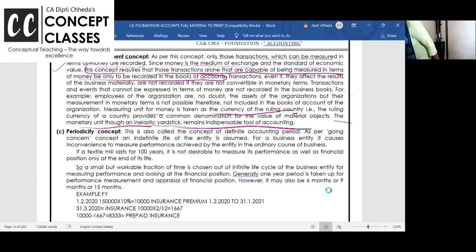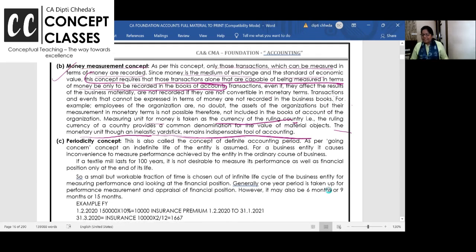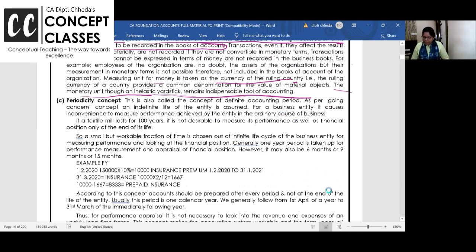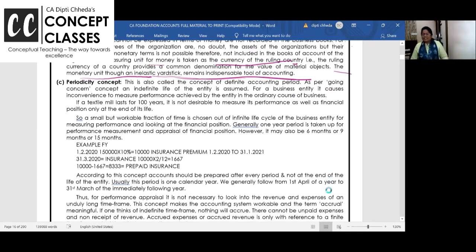Okay, let us continue. Is this a very basic theory you all are following? What is business entity concept? Business is separate, and the business related and personal expenses are separate. Money measurement concept says only transactions which are expressed in money terms should be recorded. Third, now we are going to periodicity concept.